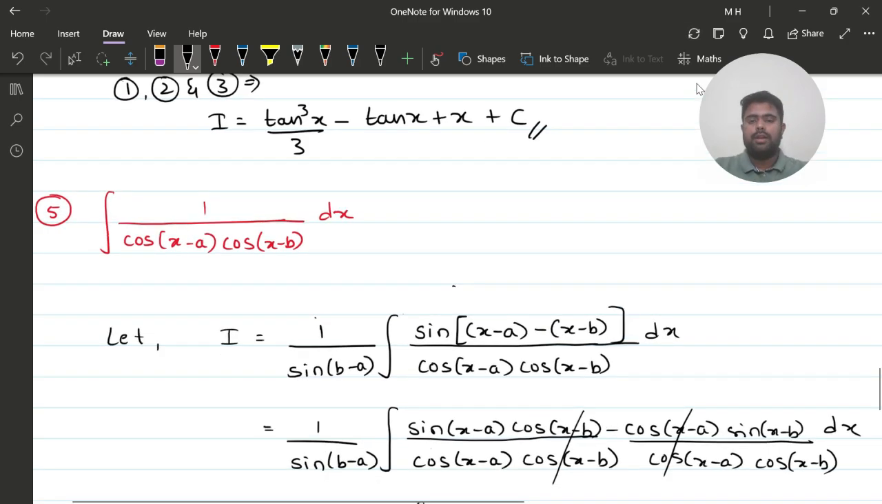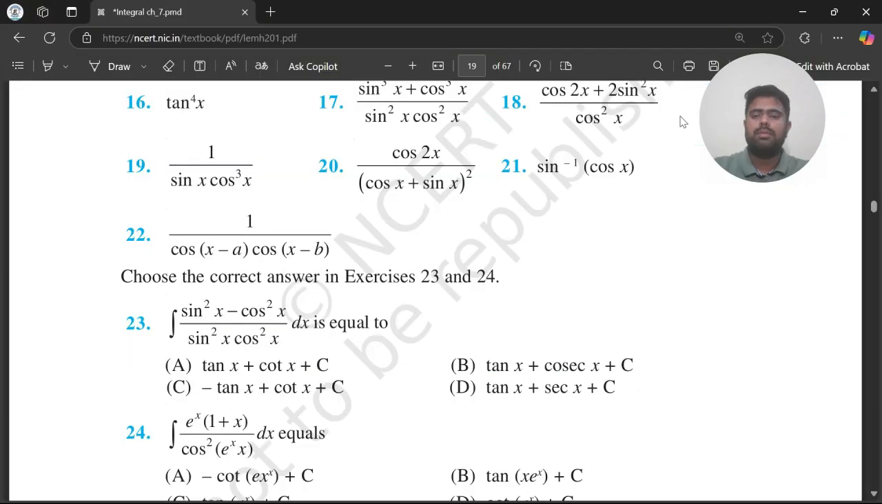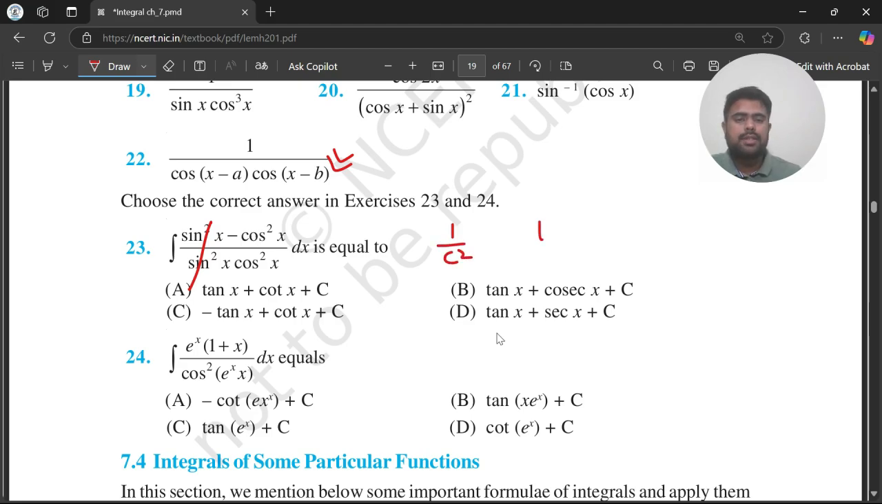Okay, fine. Now let us go to the textbook. I think there are a few MCQs here. Here also you can see we just solved this problem. The 23rd and 24th problems: if you split, for the first term, sine square and sine square will get cancelled out, leaving 1 by cos square, which is sec square. The integral of sec square is tan x.